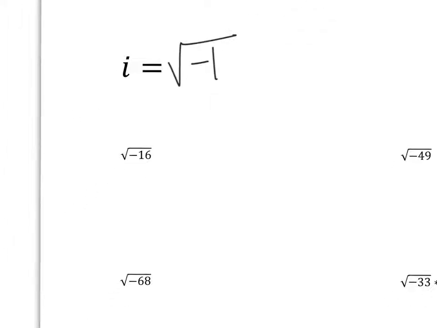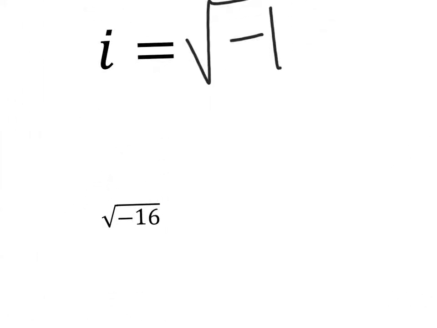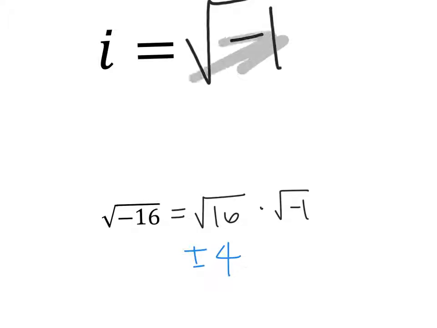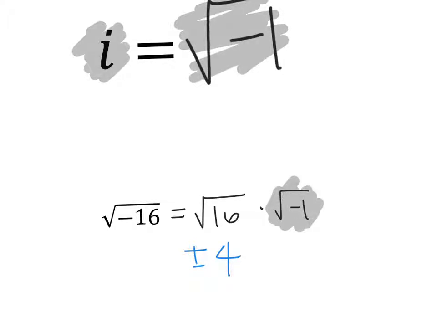But what I can do, and this is where the square root of negative 1 comes in handy, is that the square root of negative 16 is really the square root of 16 times the square root of negative 1, because I can separate that out. And we know that the square root of 16 is positive and negative 4. And we just said that the square root of negative 1 was really i. So wherever I have the square root of negative 1, I just write an i instead. So this would be my answer: positive negative 4i.